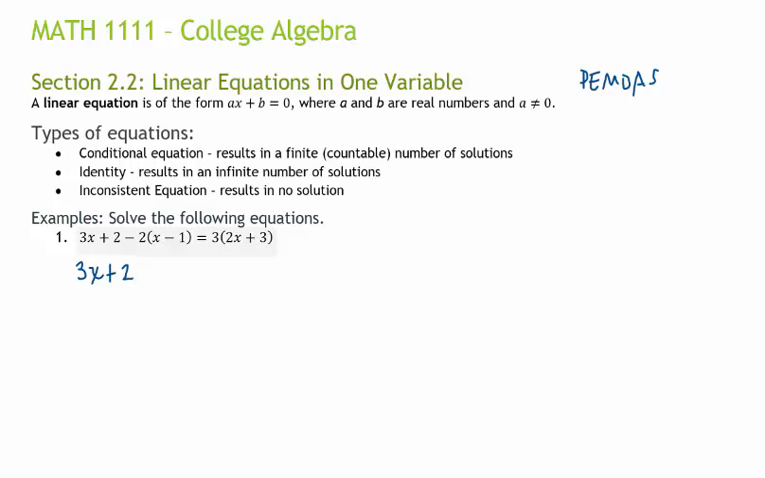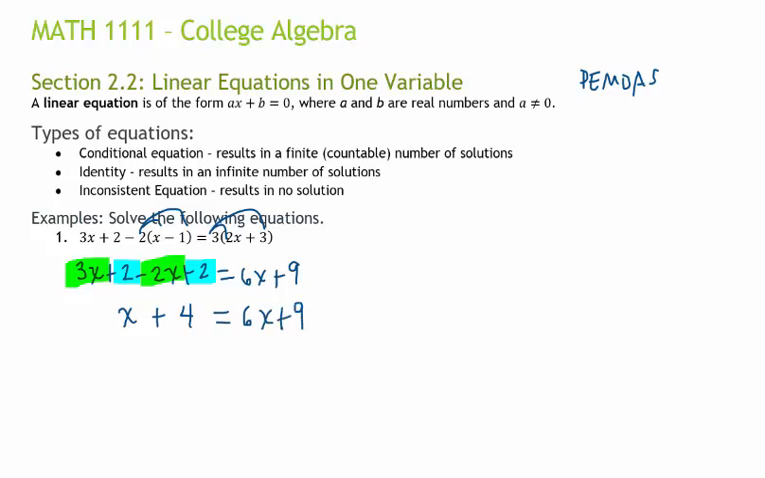So right now we're going to multiply by distributing this negative 2 to each of the terms inside the parentheses. So minus 2x and then a plus 2. And then the same thing on the right. Multiply 3 times 2x, which is 6x, and then 3 times 3, which is 9. And on the left, we still have to combine like terms. So we're going to add or subtract. We have 3x minus 2x, which is just x, and 2 plus 2, which is 4, is equal to 6x plus 9.